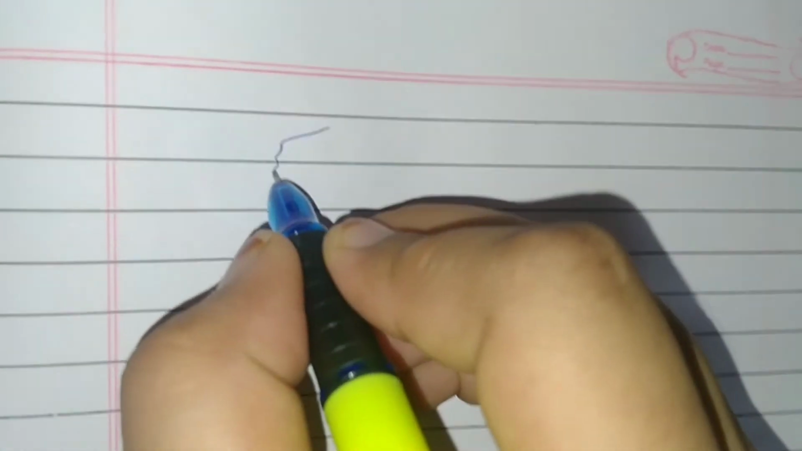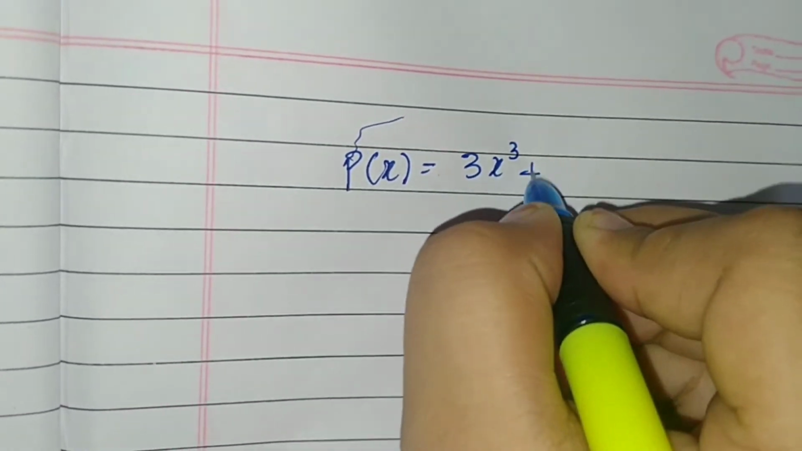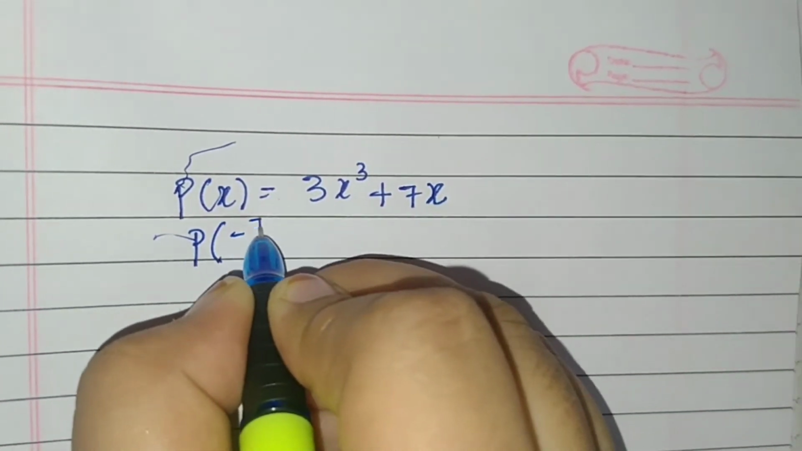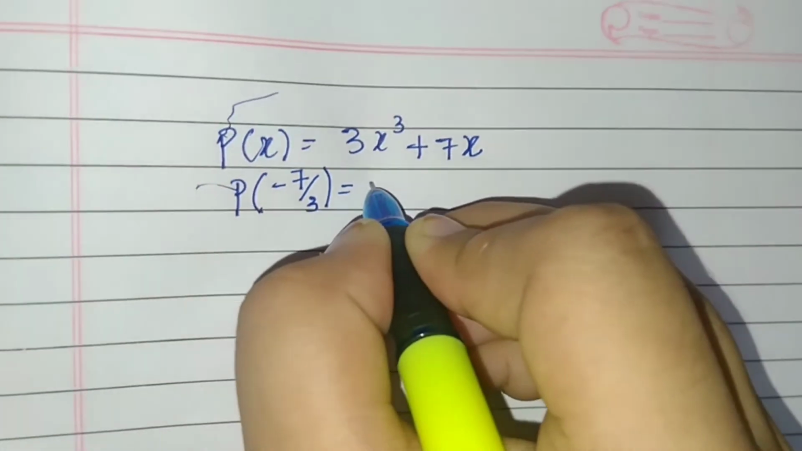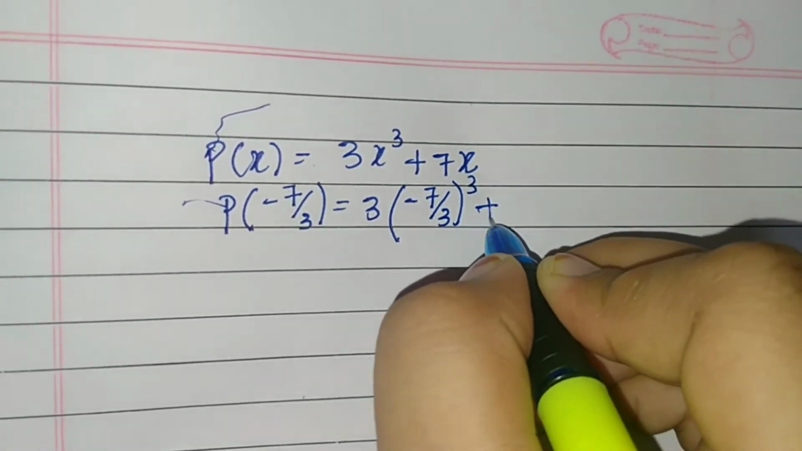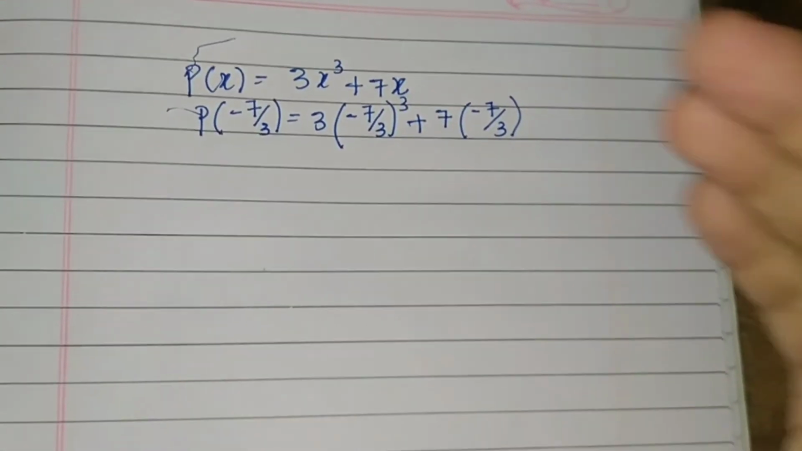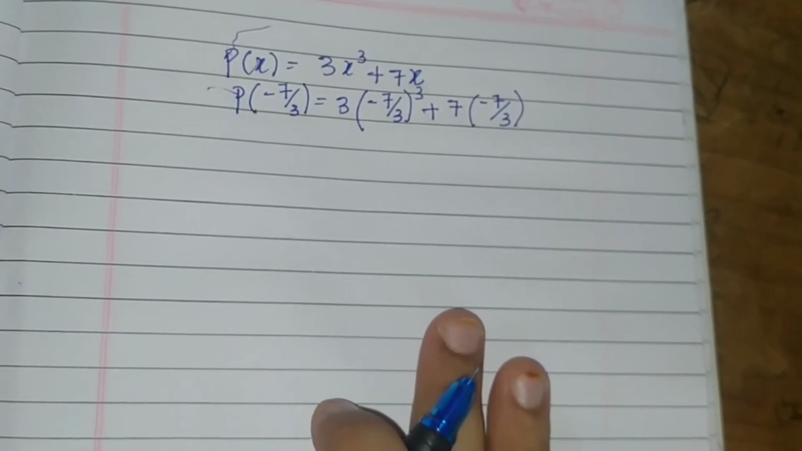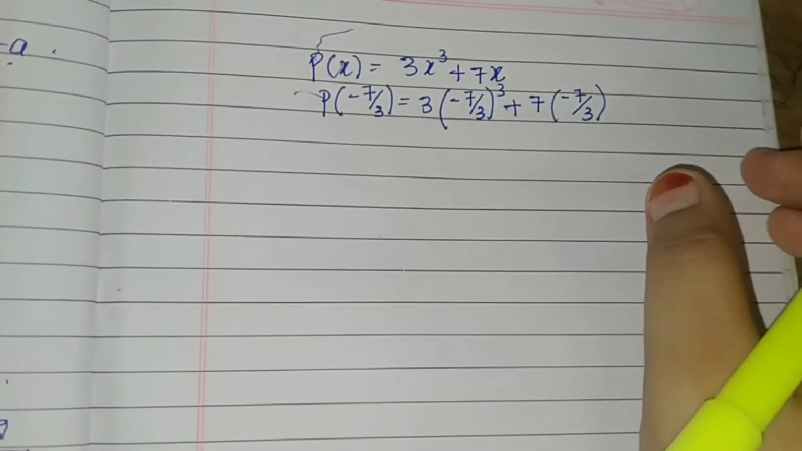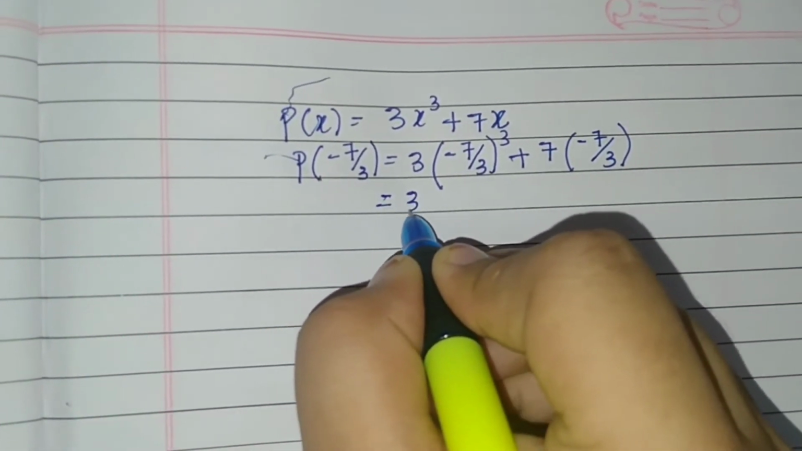Okay. So now here the P of x is nothing but 3x cube plus 7x. P of minus 7 by 3 will be equal to 3 into minus 7 by 3 the whole cube plus 7 into minus 7 by 3. Okay, so if the remainder, whatever you are getting here, is not 0, then it is not a factor of that. If the remainder is 0, you can say that 7 plus 3x is a factor of this. Okay, so for that sake, we'll simplify this.